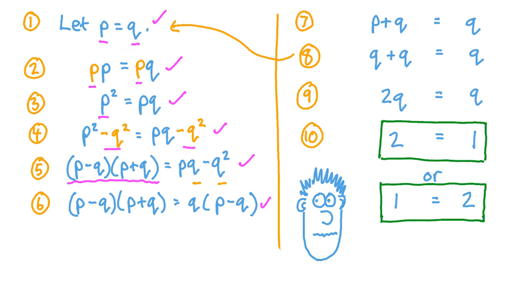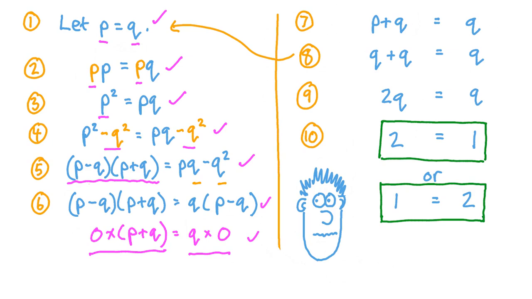Okay, let's look at it a slightly different way. In line 6, we've got p minus q times p plus q, but p minus q is 0. So the left-hand side really means 0 times p plus q. And p minus q is 0 on the right-hand side as well, so that becomes q times 0. So we're saying that 0 times something is equal to something times 0. Well, 0 times something is 0, and something times 0 is 0. So here we're saying that 0 is equal to 0. And yep, that is true.